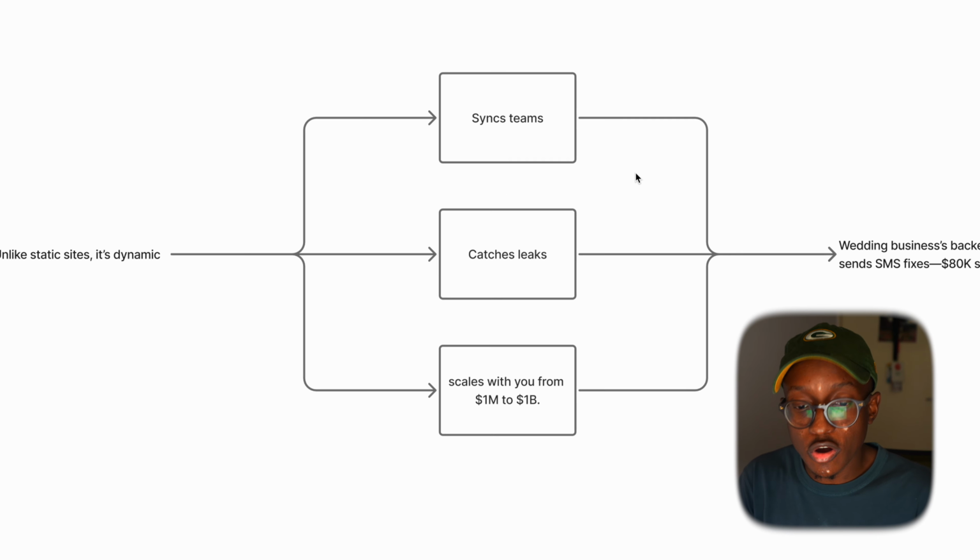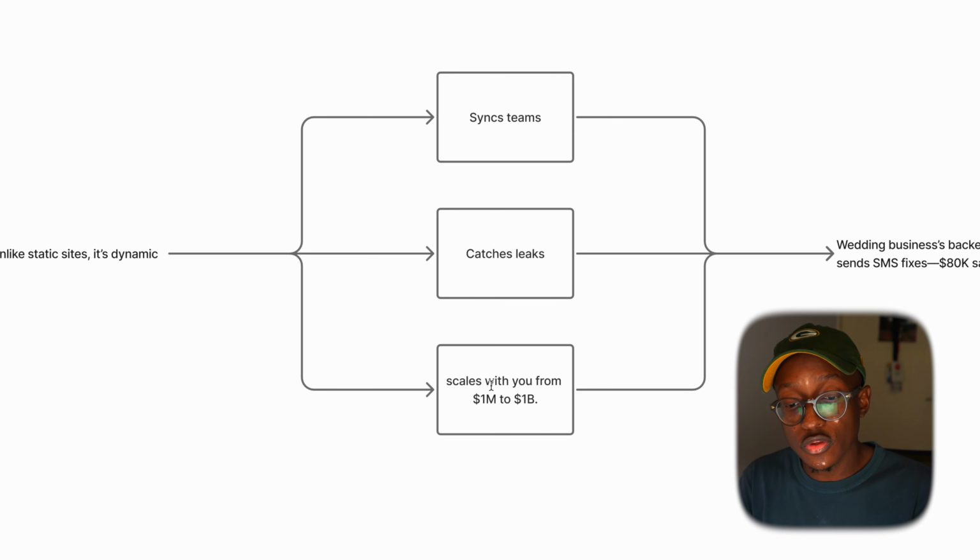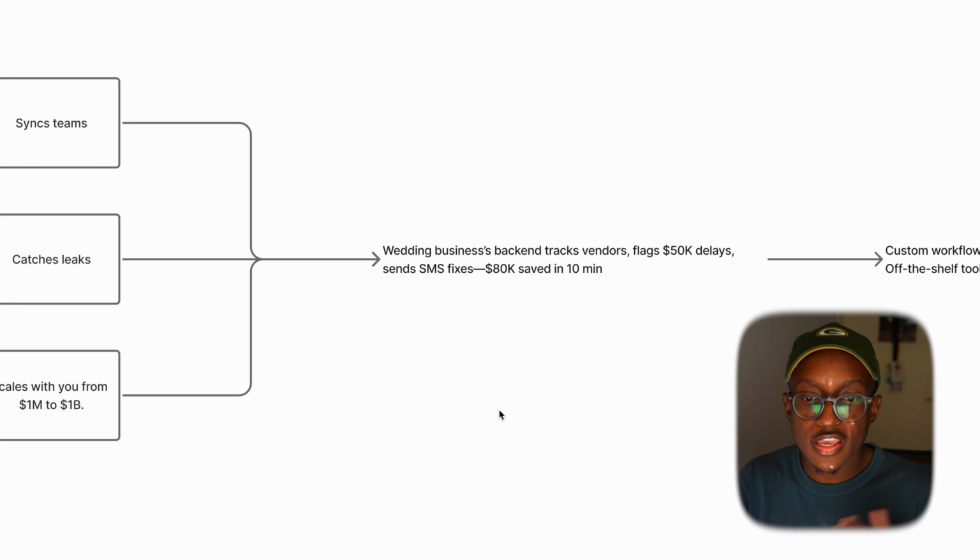It helps you scale with you from where you're at to where you want to be. And that is where the example comes in, where we scale with you from, for example, 1 million to 1 billion, because this system is mainly built to scale with you. You'd want the system to scale with you, not against you. And with this, we can say, for example, winning businesses' backend vendor tracks backend vendors, flags 50K delays, sends SMS fixes, and 80K is saved in 10 minutes. This is just an example of what this system can do, but idealistically, we can say it saves you $80,000 in a year, depending on how tailored you want your system to be.